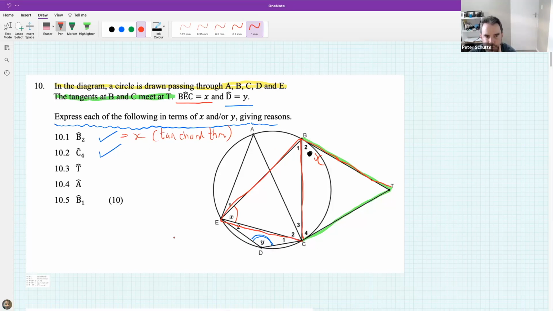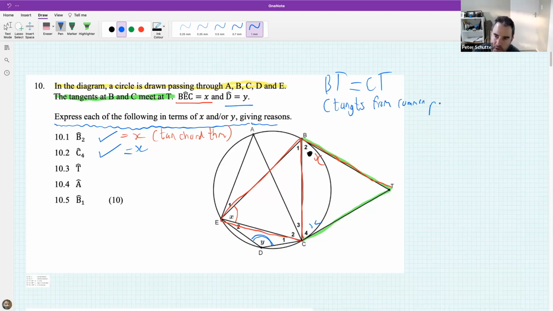What about C4? Okay, Trishan, Abongwe, Emmanuel have all said that C4 is also equal to x. And the reason is tangents from a common point and angles opposite equal sides. So I suppose we should say first, BT is equal to CT, and that would be tangents from a common point, because we have to show why we know that's true. And then we can say that's equal to x, and that's going to be angles opposite equal sides.